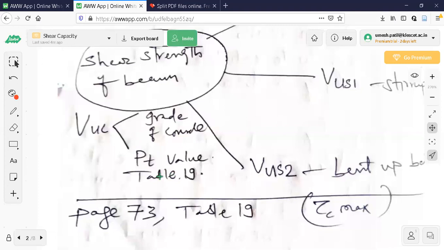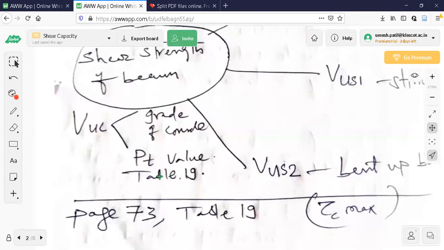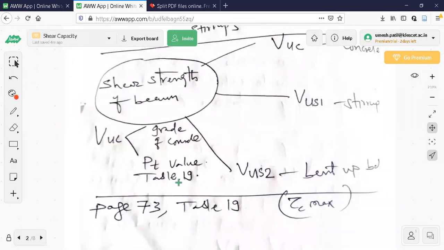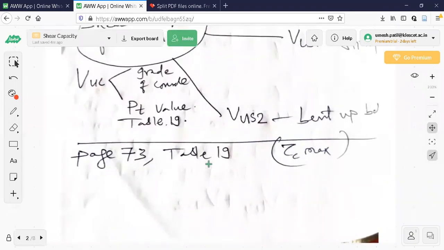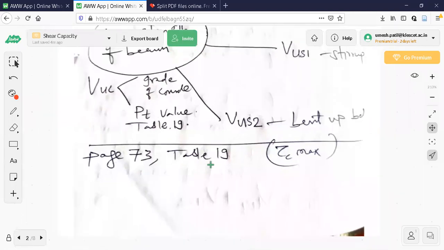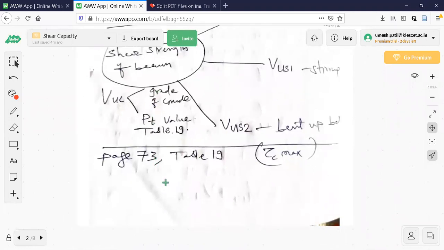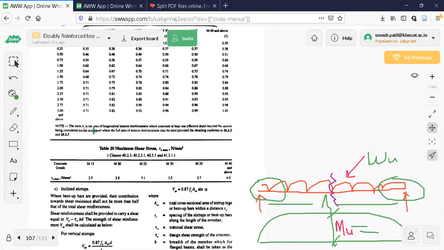This table gives me the shear strength of the concrete alone without any reinforcement. That I'll show you here. Immediately I'll solve one problem. Now I should find table 19 on page number 73. Table 20 presently you don't worry. Only concentrate on table 19. So this is how I will calculate the VUC. Then stirrups, same page, everything is same here. Can you see this one? 73.